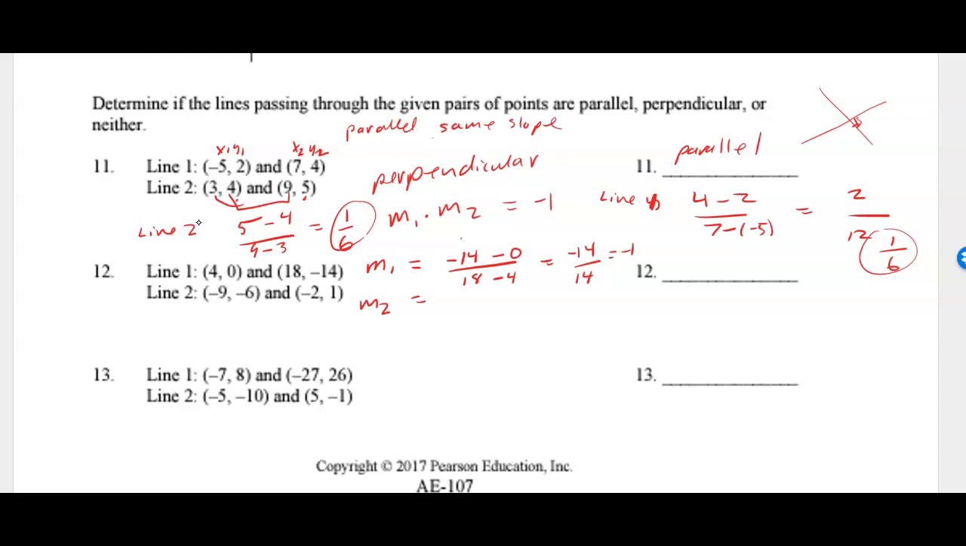For the second slope, I do a 1 minus a negative 6, and make sure I put that in parentheses, over a negative 2 minus a negative 9. 1 minus a negative 6 is 1 plus 6 is a 7. Negative 2 plus 9 is also a 7. I get a positive 1. So in problem 11, once I saw the slopes are the same, I didn't have to check if they're perpendicular, because if they're the same, they're parallel, they're not perpendicular. But now I have to do m1 times m2, and I see I get a 1 times a negative 1, and that indeed is a negative 1, so these are perpendicular.